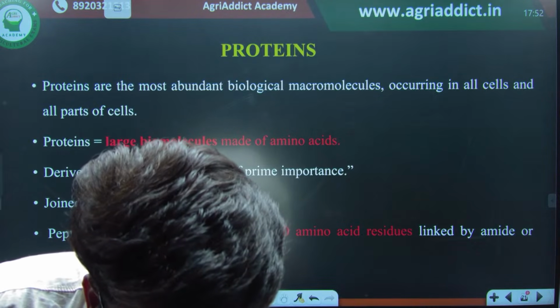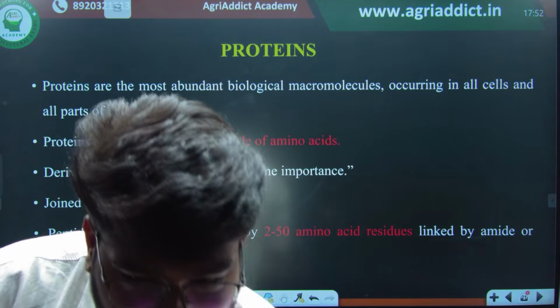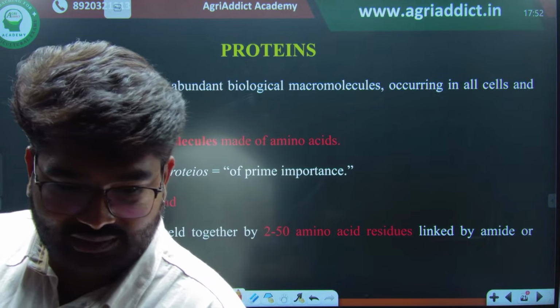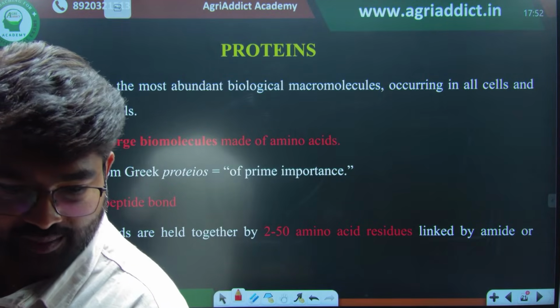Lokendra sir, the paper was very good. Okay, very good. The translation question did not come. Translation is very important. Translation inhibitors are very important. They will ask in the main paper. Don't worry.